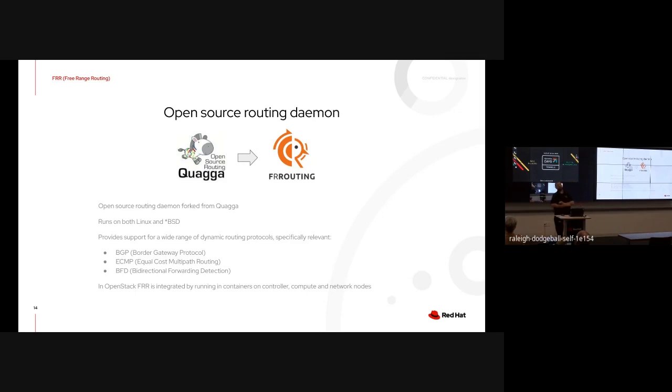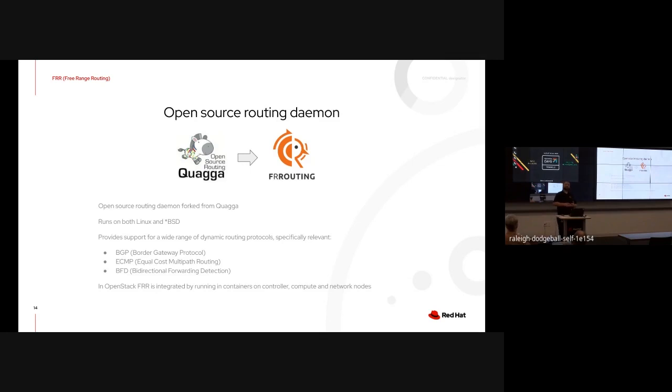The way that FRR is implemented on OpenStack these days is it's supported by OOO, so you can deploy router instances that are created using containers on your compute nodes, on your controller nodes, and also on your network nodes. So anywhere where a data plane workload like a VM or an API from the control plane can be advertised, that's where you can run an FRR container.